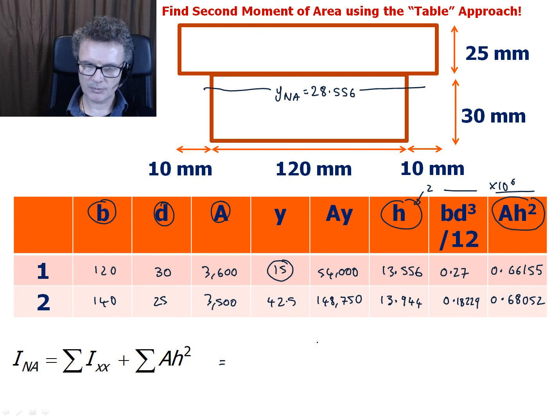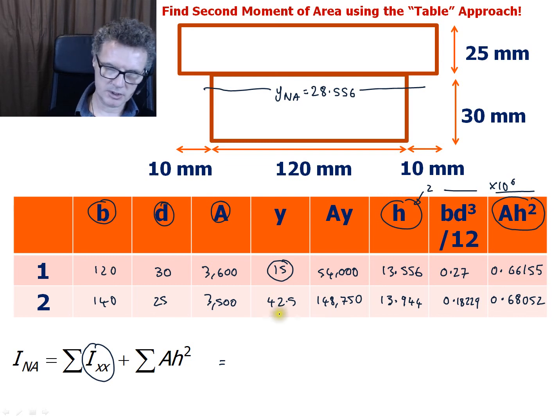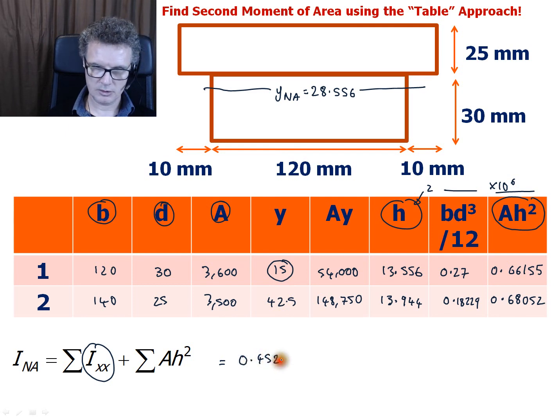So now I can just add up all of these numbers together. When I sum up my BD cubed over 12 terms, I'm going to have 0.27 plus 0.18229. It was interesting to sum them up separately. So 0.45229. And then when I sum up these parallel axis theorem bits, 0.66155 plus 0.68052, that gives me 1.34207.